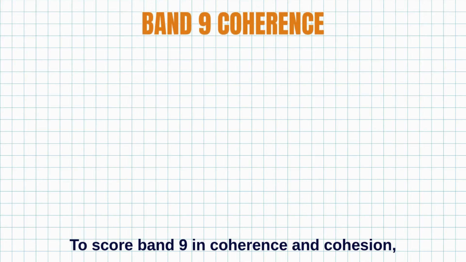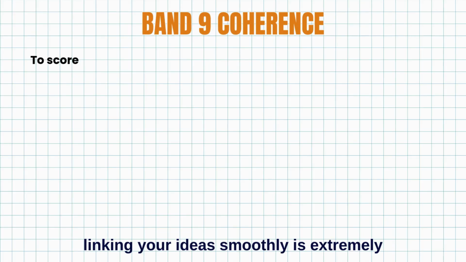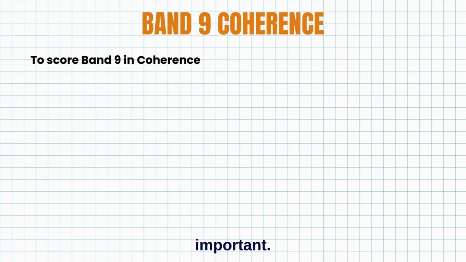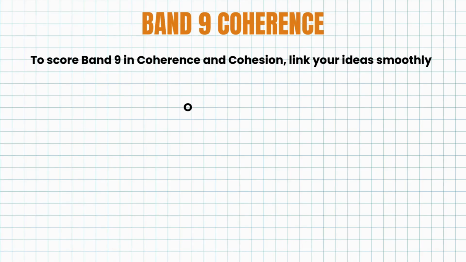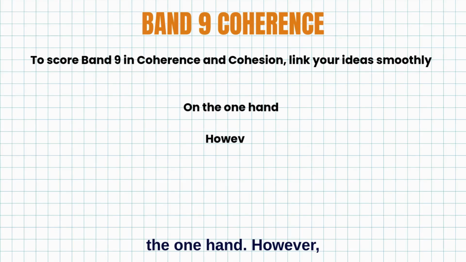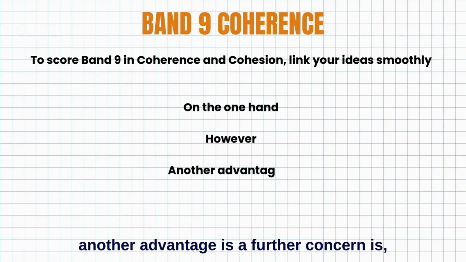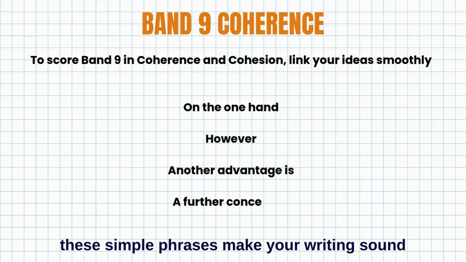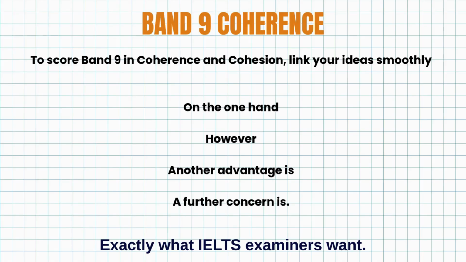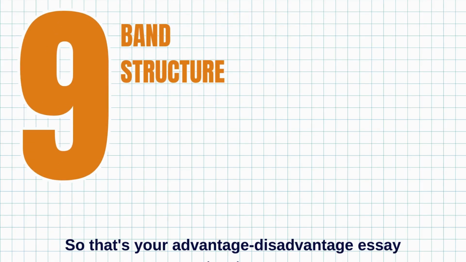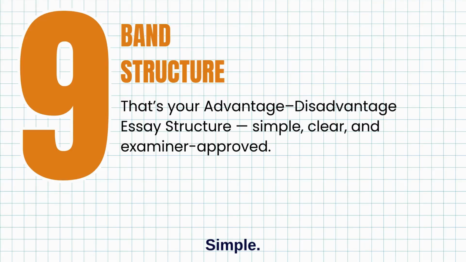To score Band 9 in coherence and cohesion, linking your ideas smoothly is extremely important. Use natural transition words like on the one hand, however, another advantage is, a further concern is. These simple phrases make your writing sound logical, fluent, and professional. Exactly what IELTS examiners want. So that's your advantage-disadvantage essay structure. Simple, clear, and examiner approved.